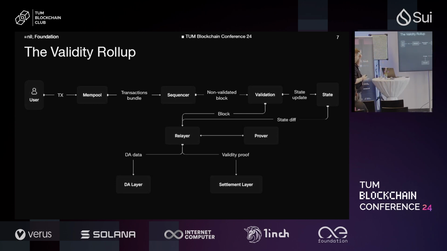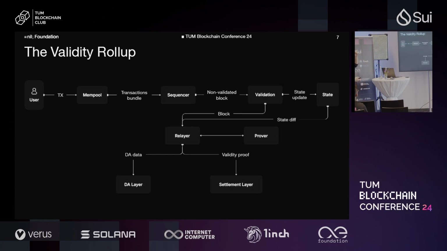Yeah, cool. And then we have a validation, and sometimes it's called the executor. Then the executor updates the state and sends the block to the relayer. The relayer takes the state diff, and depending on what is public input, we request the prover to generate a validity proof, and send the validity proof to the settlement layer, and data to DA.